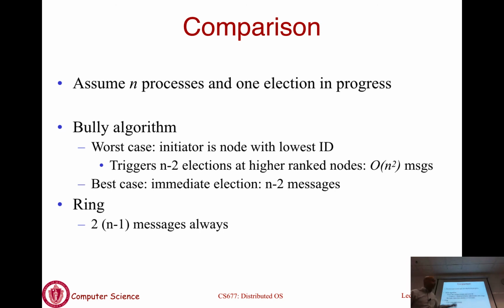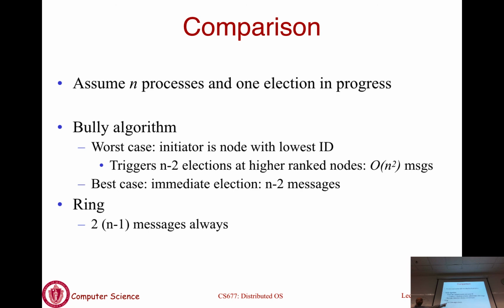So, as we said, n processes, 1 election in progress. The bully algorithm has a best case and a worst case. The worst case is the lowest ID node started the election. It causes recursive elections at every node up the chain. That triggers order n square messages. The best case is essentially the highest ID process that's still alive starts the election. It wins immediately and it just sends out messages, which in this case is n minus 2 messages to everyone else saying I won. But it is still order n square because complexity goes with the worst case. Depending on which of the two it is, the actual number of messages will be different.